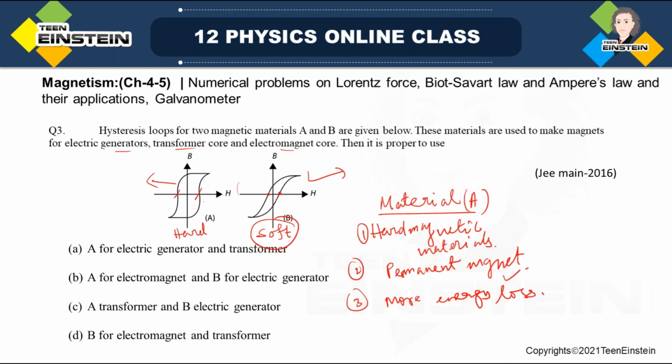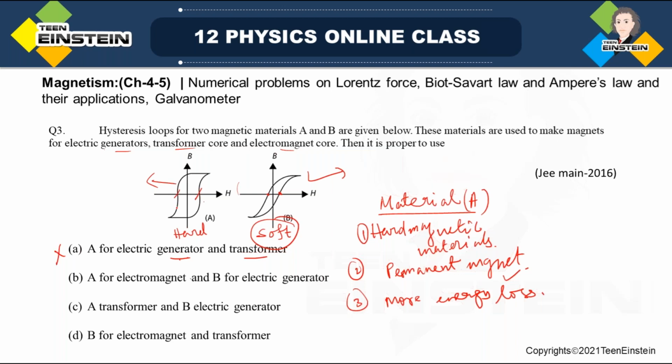So a transformer has to use soft magnetic material, so A cannot be used for a transformer. A can be used for a generator, that is fine, but this option is not correct. A can be used for electromagnet is also very wrong, because it has a greater hysteresis loop.